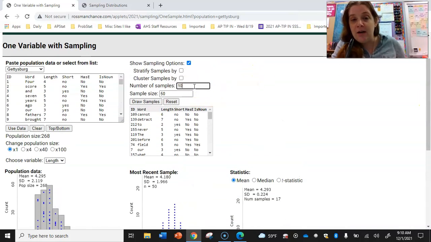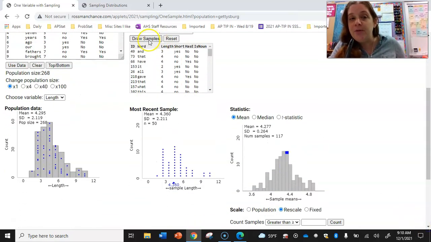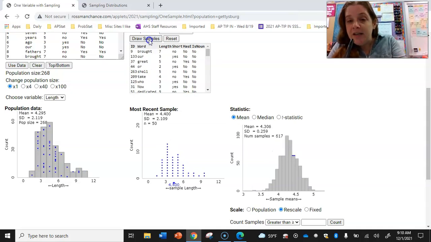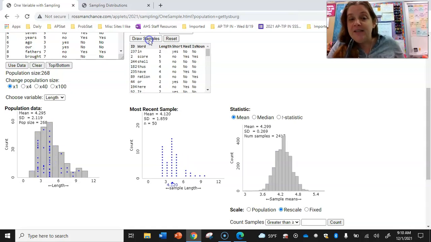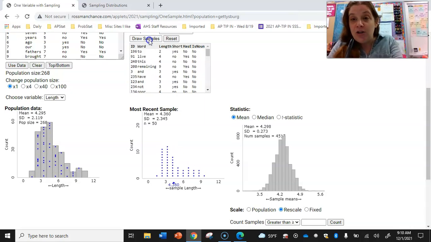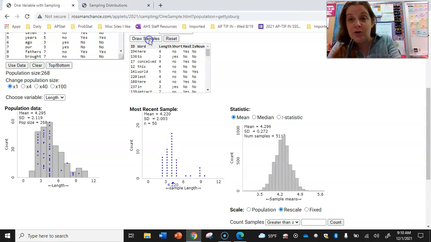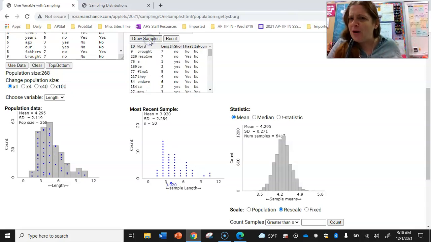I'm going to take 100 samples. If I take 100 different samples, what I can notice is that this really interesting thing is happening over here at the X bar distribution. The sample distribution is changing dramatically, but this X bar distribution, this sampling distribution, is staying the same shape. It is starting to look approximately normal. Notice its mean is 4.295 and its standard deviation is 0.27. So the standard deviation is still not very good, but that mean is spot on.